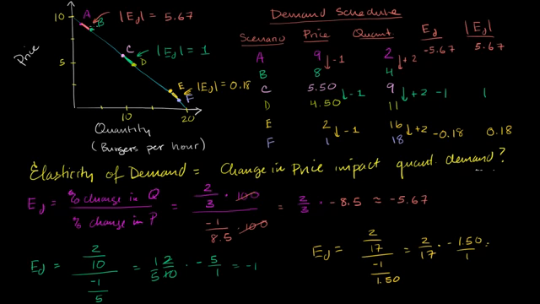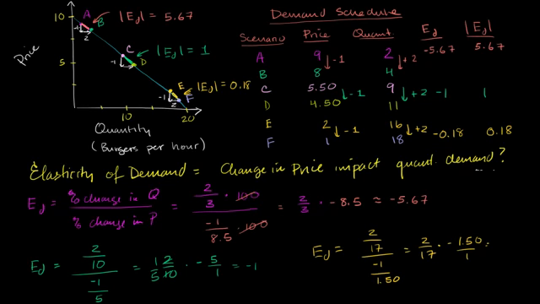We had a linear demand curve right over here, which means for any given change in price, in all of the examples, whether we went from A to B or C to D or E to F, we had a $1 drop in price, and every time we had a $1 drop in price, we had a 2-unit increase in quantity demanded. This is a linear demand curve.